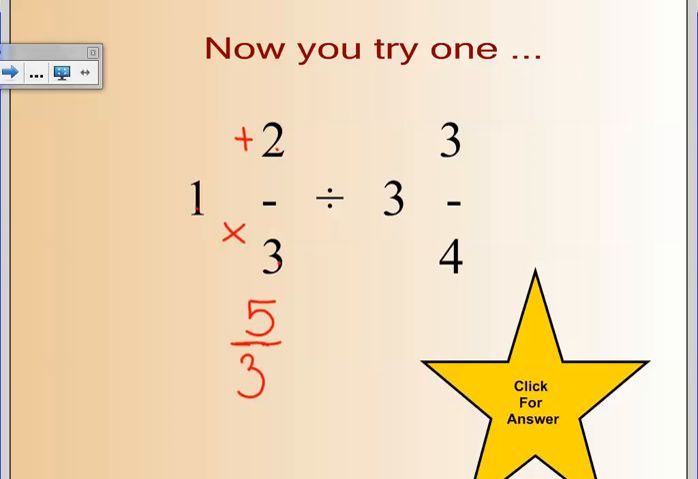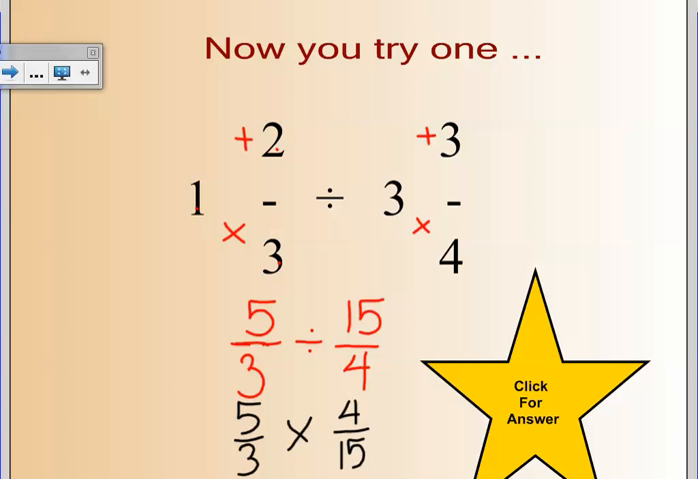Now I have to change the other one. So again, I'm going to do 4 times 3 is 12, plus 3 is going to be 15. So I get 15 over 4. So let's go through our KFC steps now. K, I keep the first fraction the same. F, I flip the second fraction, I find its reciprocal. So I get 4 over 15. And finally, I change it to multiplication.